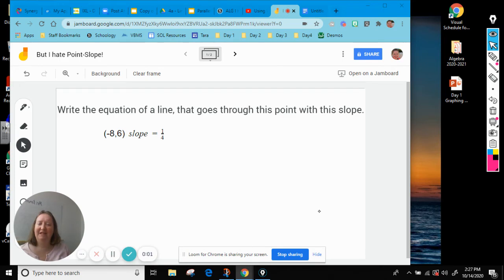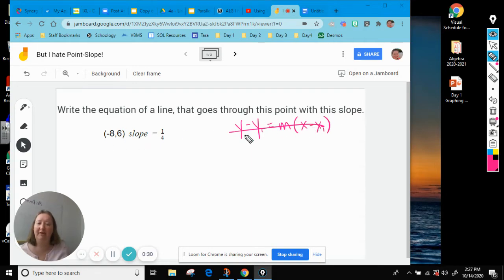Hello, this is for all the people that hate point slope. If you can't stand point slope, and by that I mean this formula right here, y minus y1 is equal to m parentheses x minus x1. If you hate it, okay, then try this. Here's another thing. So this is when you want to write the equation of a line that goes through this point and it has this slope.